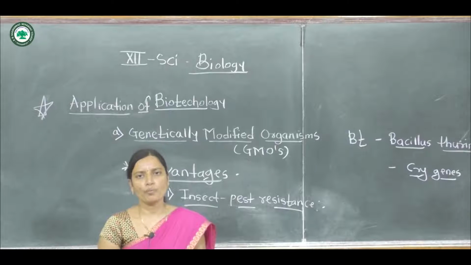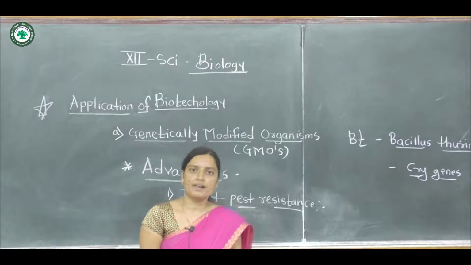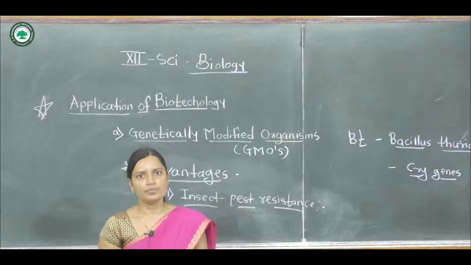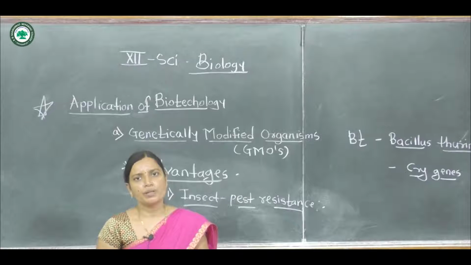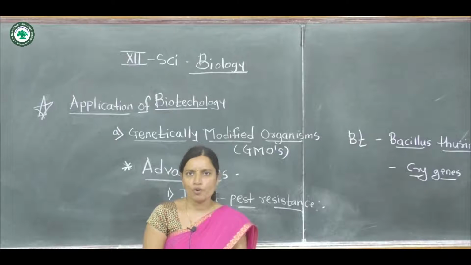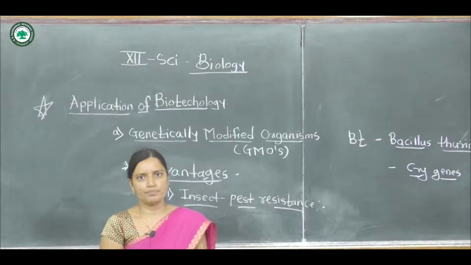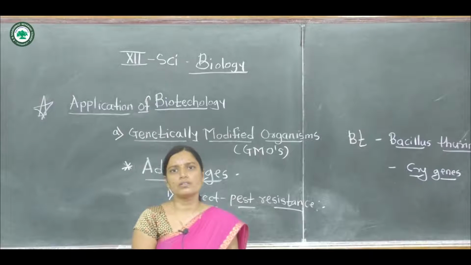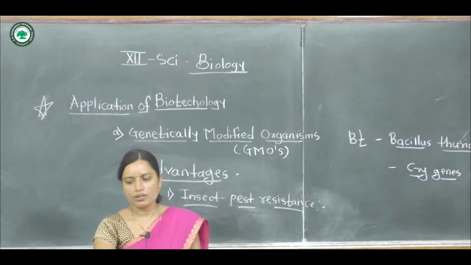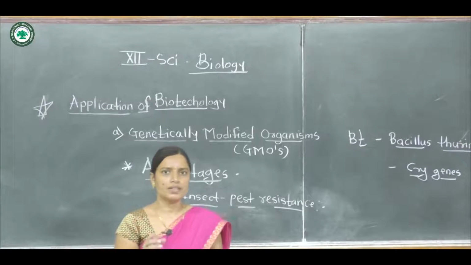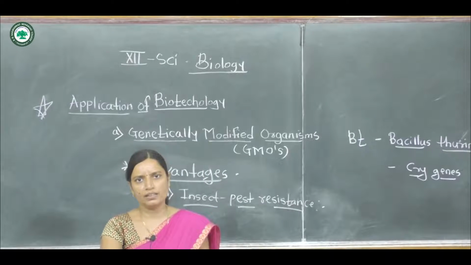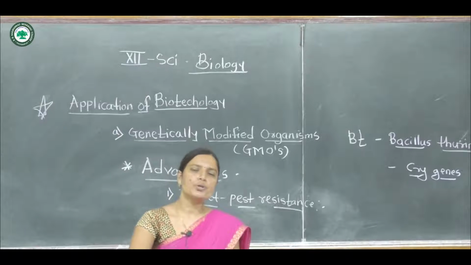This crystalline form of the protein is present, and it dissolves in alkaline pH, and then this protein becomes toxic. Now this CRY protein, the crystalline form of protein, can cause toxicity. But in plants, the pH is not alkaline, and that's why it does not harm the plants. Now this Bt gene is isolated and can be introduced into plants.